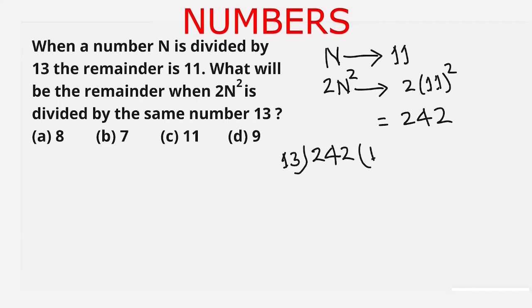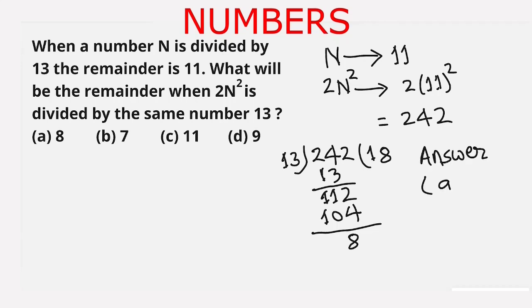13 times 1 is 13. And when subtracted from 24, we get 11. And we carry 2. 13 times 8 is 104. And when 104 is subtracted from 112, we get 8 as remainder. So this will be our final remainder when 2n square is divided by 13. And from the given options, our answer is option A 8. I hope you have understood the method of solving such type of questions. We go to the next question.